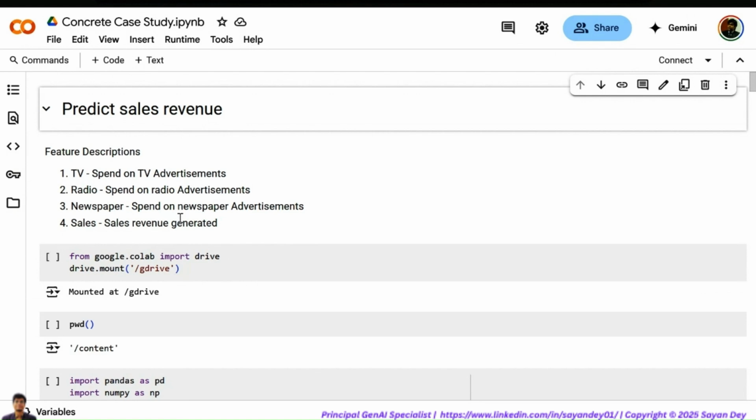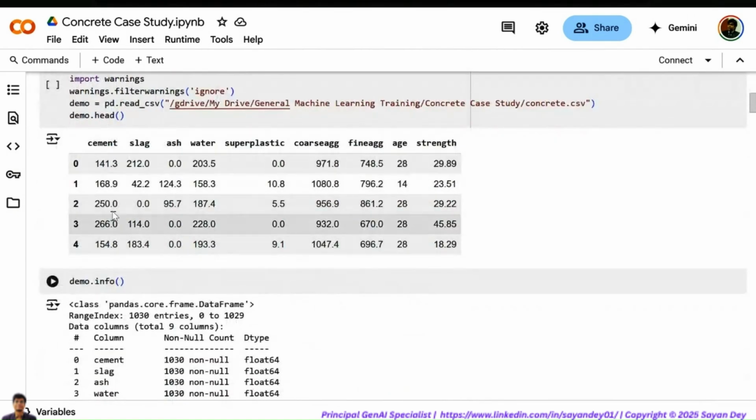So this is the data set, and you can see this. We have got all the different features of concrete: cement, slag, ash, water, superplastic, coarse aggregate, fine aggregate, age. So these are the 8 different features of concrete that we have. And based on the 8 different features of concrete, we are trying to predict what is the strength of concrete.